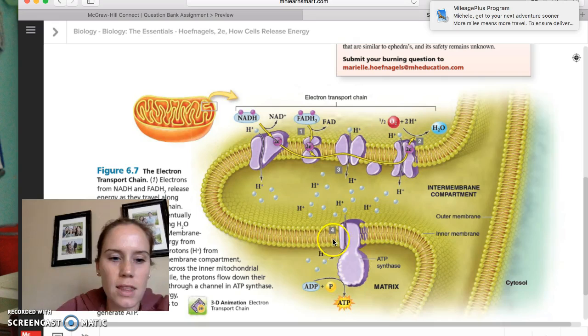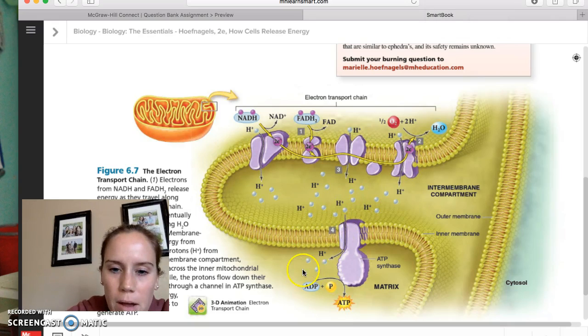This ATP synthase molecule is going to take hydrogens and move them against the gradient, okay? So we're going to pump them out of here, and that's going to create energy to make ATP, okay? So I hope that makes sense, okay?